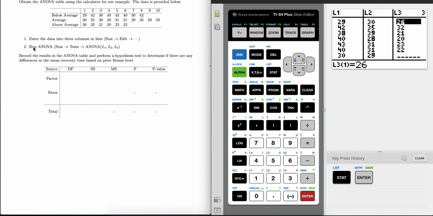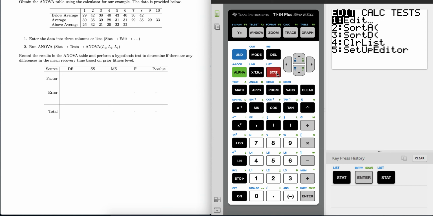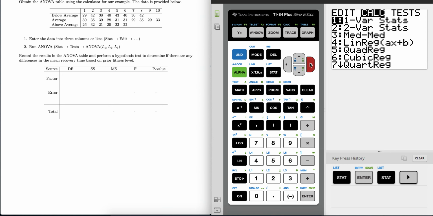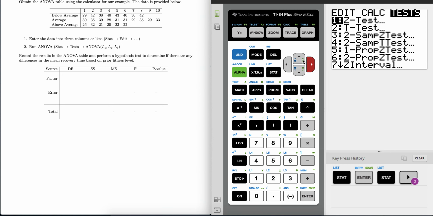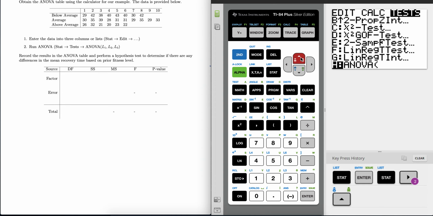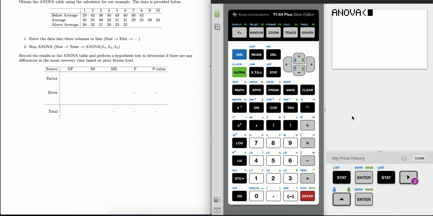Once your data is entered, we're going to run ANOVA, so that's step 2. We're going to go back to stat, and then over to tests. And this is one of our last tests. I'll push the up arrow to get down to the bottom there. The last test is ANOVA. Press enter on that.